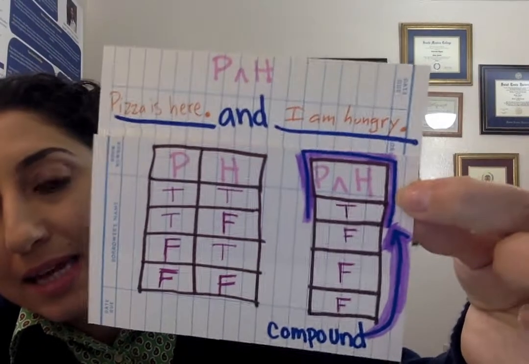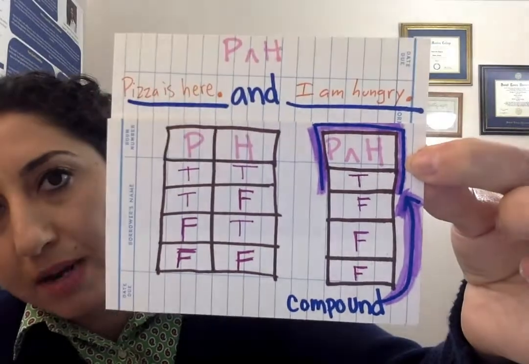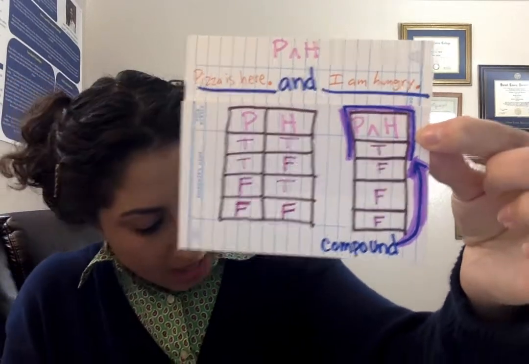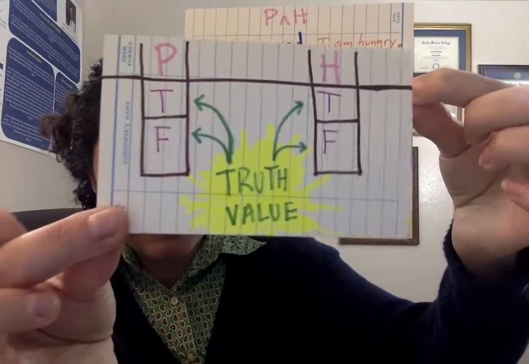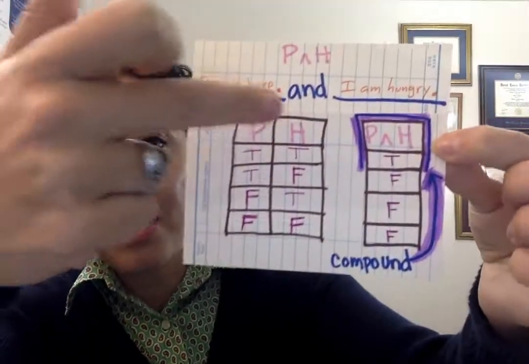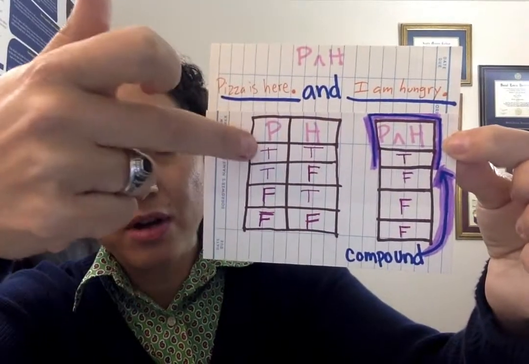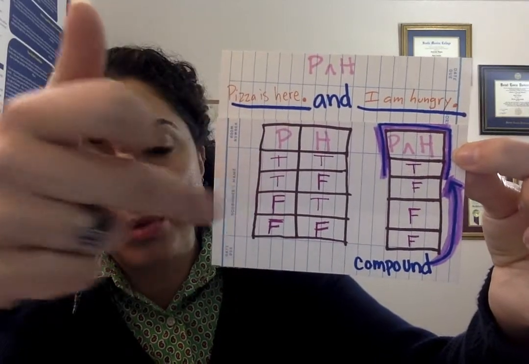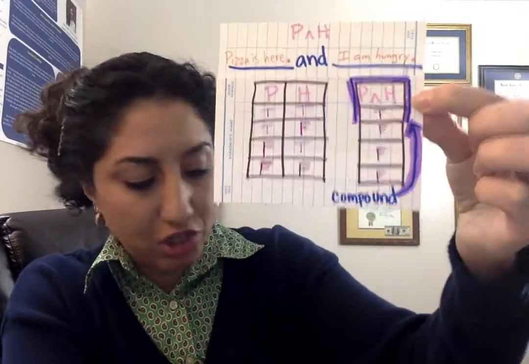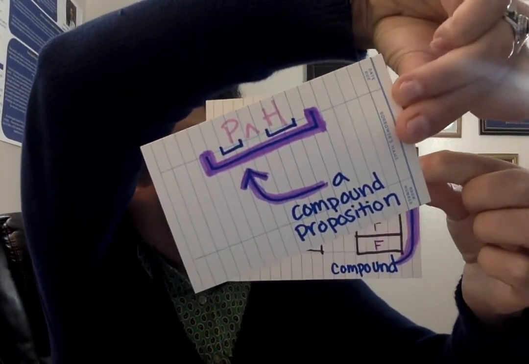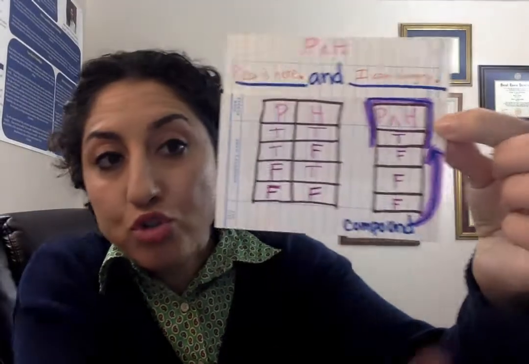Let P represent the proposition pizza is here, and let H represent the proposition that I am hungry. It could be true that pizza is here. It could be false that pizza is here. It could be true that I am hungry. It could be false that I am hungry. Every proposition has 2 options. But when we put them together, maybe they're both true, maybe they're both false, maybe one's true, maybe the other's true, but the compound proposition P and H, meaning the idea that pizza is here and I am hungry, gets its own truth value.